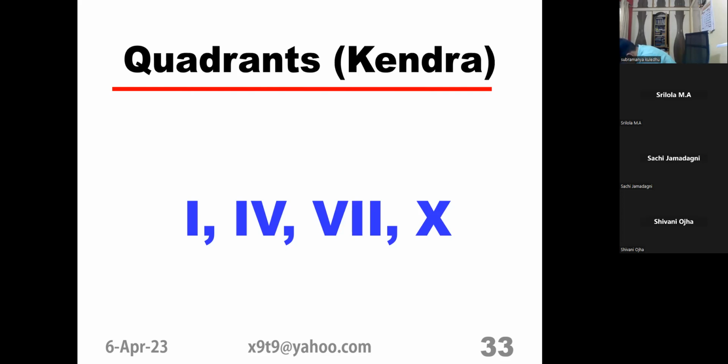Suppose Mesha is 1, which is 4, Cancer. Which is 7, Tula. Which is 10, Makara, Capricorn. Yes. Mesha, Kataka, Tula, then Makara.